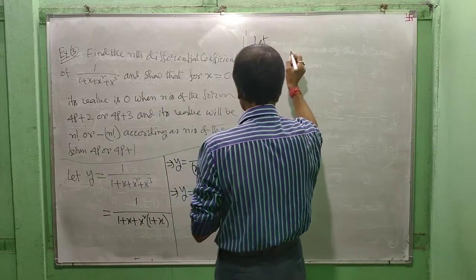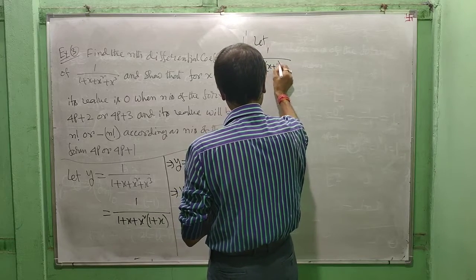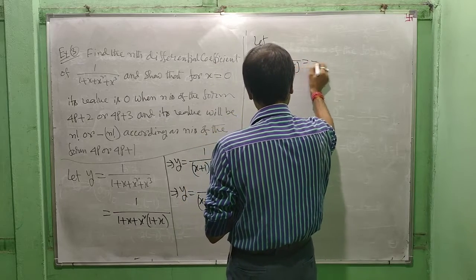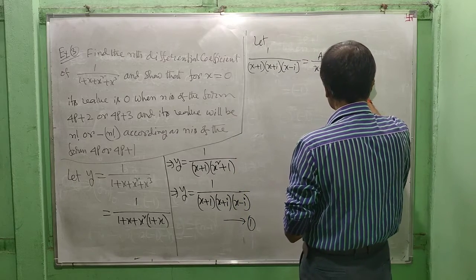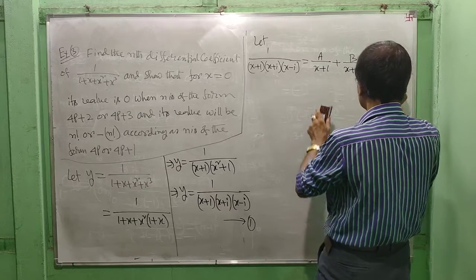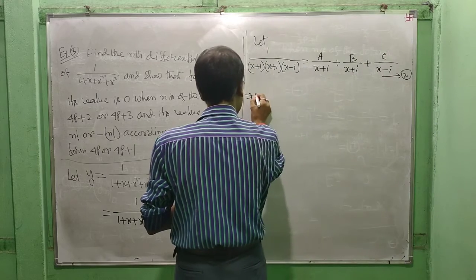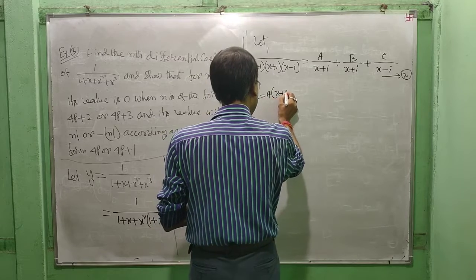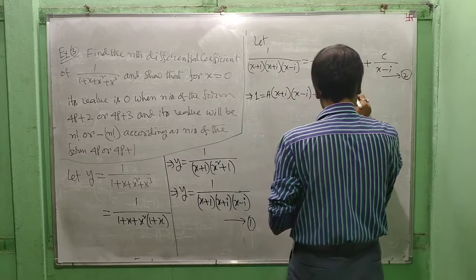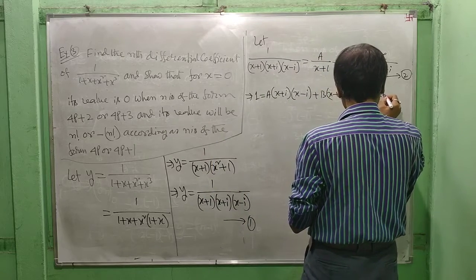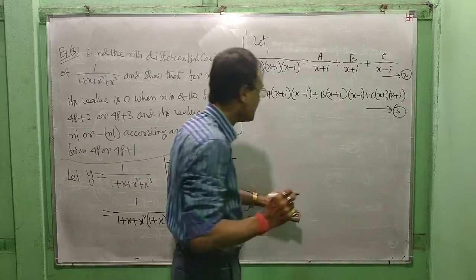Now let 1 by (x plus 1)(x plus i)(x minus i) be equal to a by x plus 1 plus b by x plus i plus c by x minus i. We are going to result into partial fractions. Suppose this is number 2. This means 1 is equal to a into (x plus i)(x minus i) plus b into (x plus 1)(x minus i) plus c into (x plus 1)(x plus i). Suppose this is number 3.